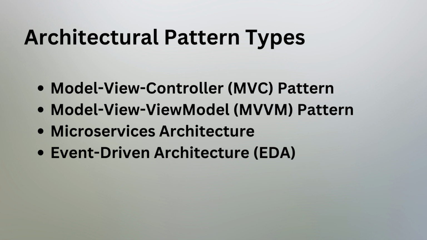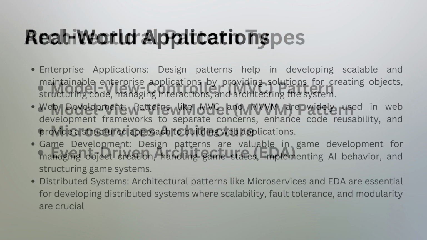Event-driven architecture, EDA. The event-driven architecture is a pattern that focuses on the production, detection, consumption, and reaction to events within a system. It emphasizes the loose coupling and asynchronous communication between components, enabling scalability, responsiveness, and flexibility. Events drive the flow of data and trigger actions across the system.